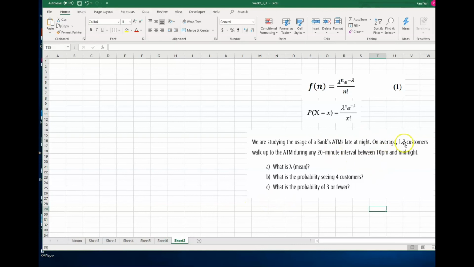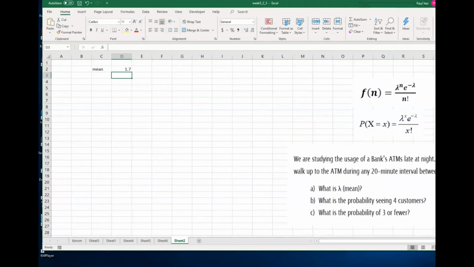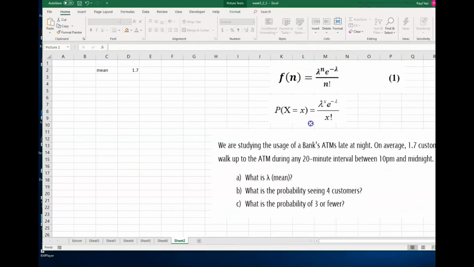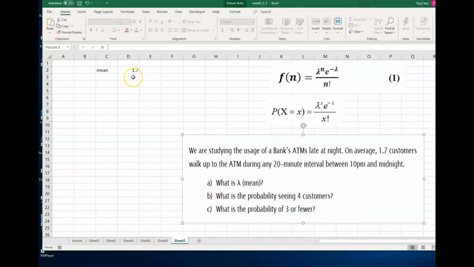If we look at here, 1.7, 20 minutes, 10 p.m., we have three numbers. Of course, midnight you can think as 12. For this formula, only 1.7 matters. So what is the mean? The mean is 1.7.